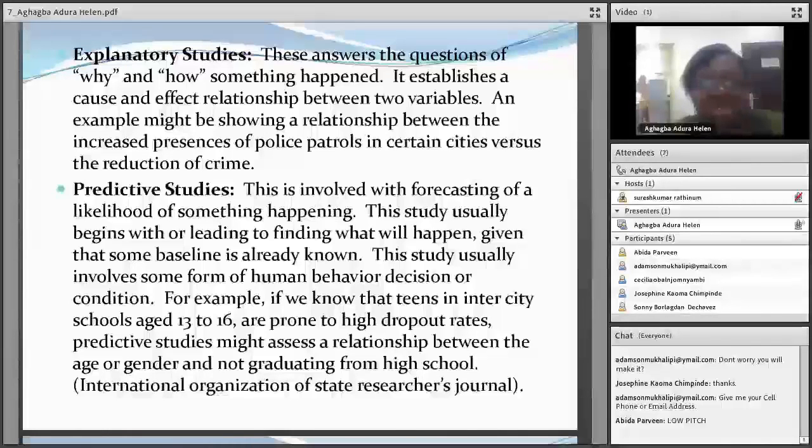Predictive studies. This is involved with forecasting the likelihood of something happening. This study usually begins with or leads to finding what will happen. Given that some baseline is already known, this study usually involves some form of human behavior, decision, or condition. For example, if we know that teens in inner-city schools aged 13 to 16 are prone to a high dropout rate, predictive studies might assess a relationship between age or gender and not graduating from high school. This is by the International Organization of Scientific Research Journal.